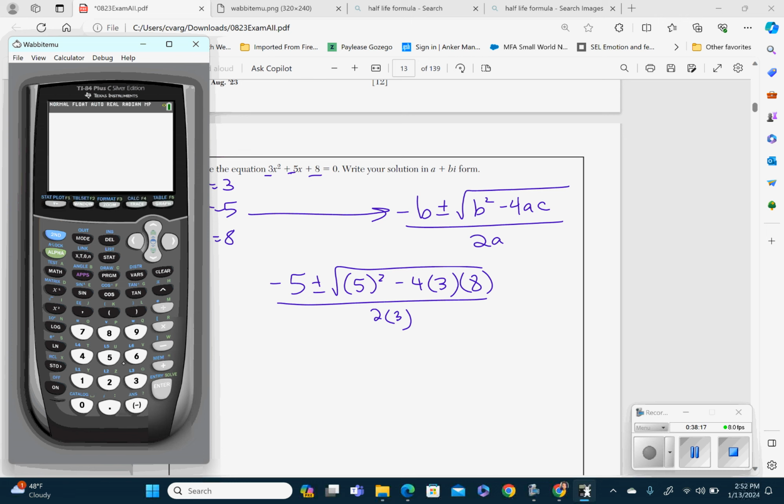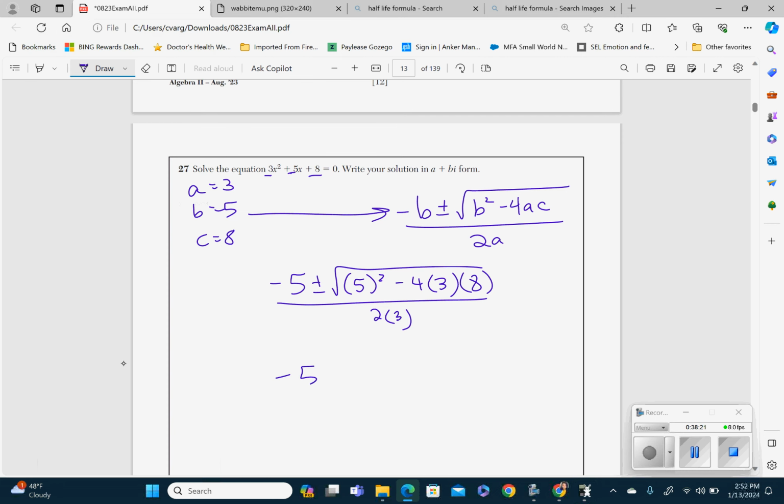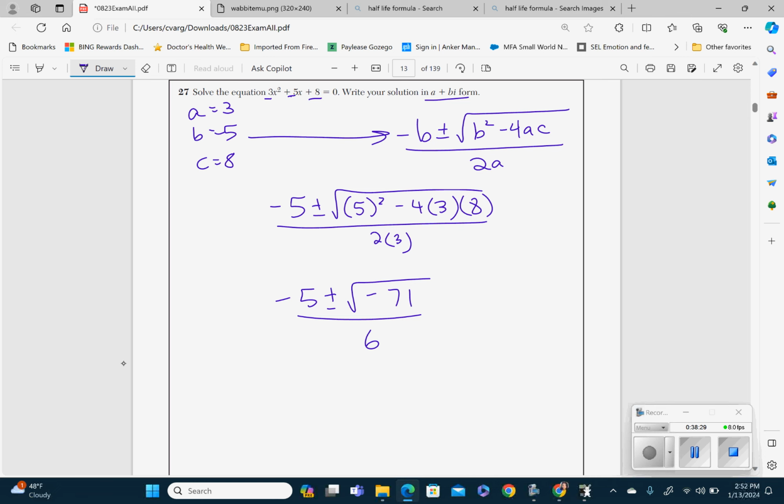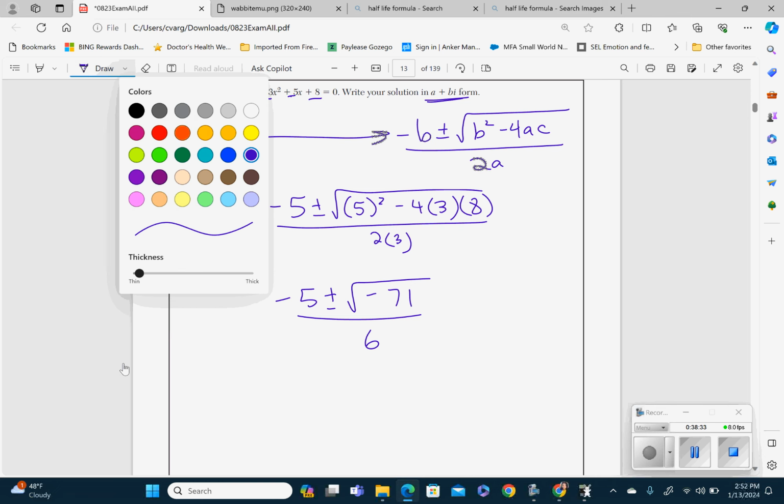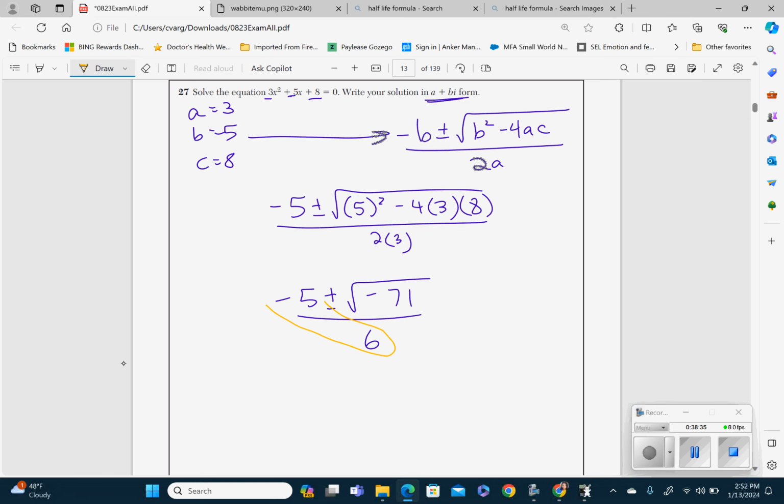And when you hit enter in the calculator, you get -71. So -5 plus or minus the square root of -71 all over 2 times 3, which is 6. And it says write your answer in a plus bi form, which means basically you're just going to split it. Okay, this is what I mean. -5 over 6 is one fraction. This right here is another fraction.